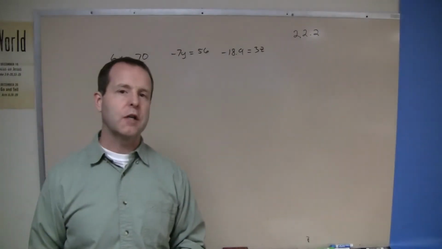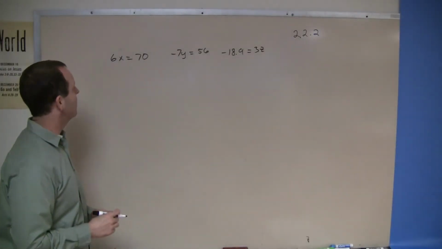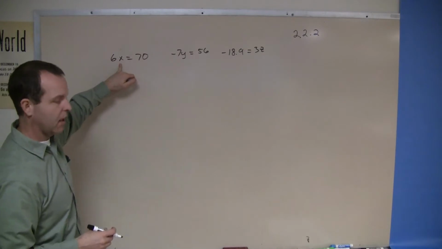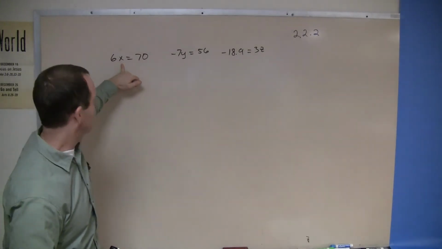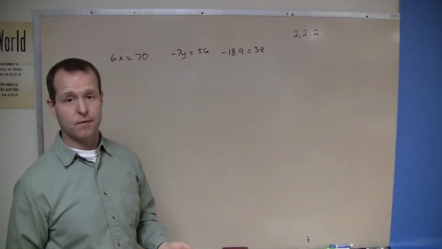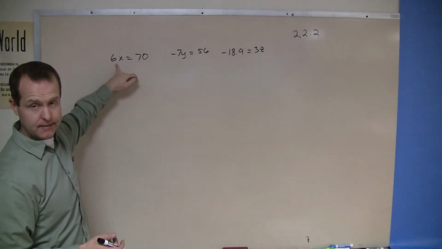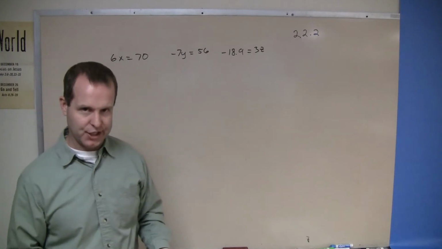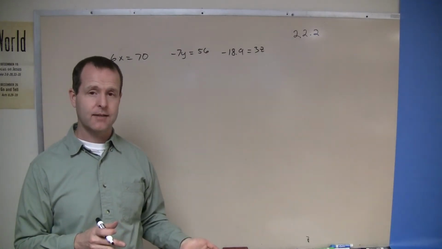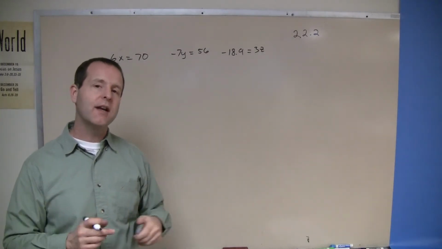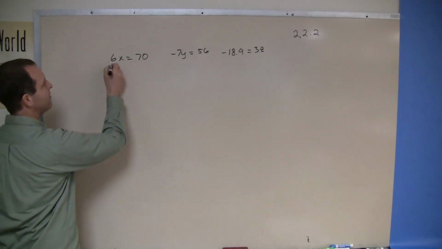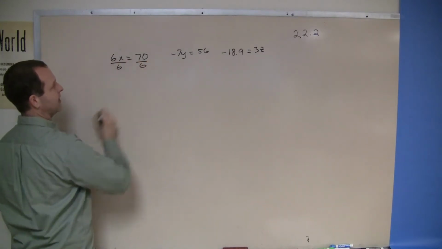A few more examples of using this multiplication property of equality. Want to get x by itself. Here I can see that the x is being multiplied by the 6. So I want to undo that action. If it's being multiplied by a 6, to undo it, I want to divide it by a 6. So I'm going to divide both sides by a 6.